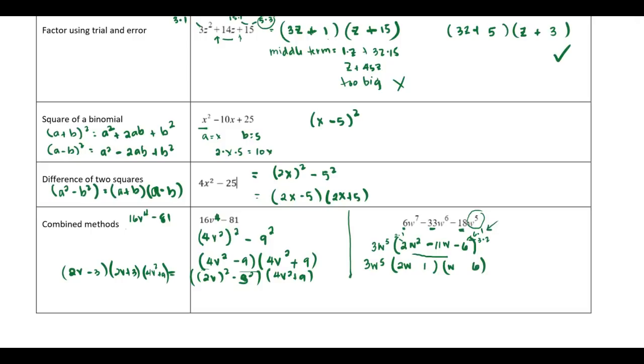Okay, the sign of the last term is negative, so that means one is positive, the other is negative, or vice versa. Okay, so let's test this. The middle term is 11w, this, and minus 12. Oh, we got lucky.